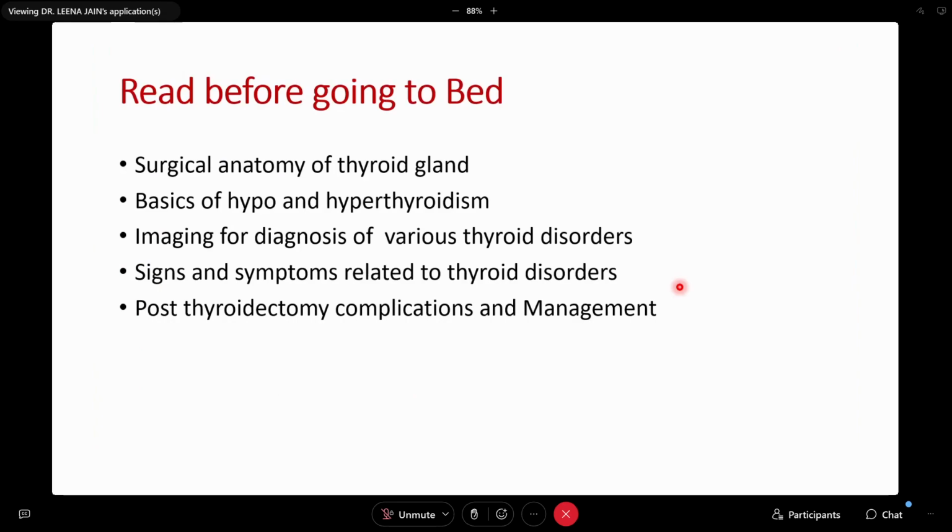I'm done with most of the part; I've taken the relevant things. It is a long topic to cover the whole of the thyroid in a single sitting. So I have taken all the salient points, which are mostly confusing and which we frequently come across in clinical scenarios. These are the things I want you to read, even though they are not in the lecture; you have to read them before going to bed. And I think I'm done with the lecture.